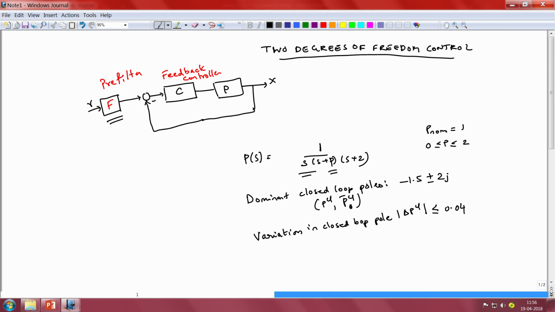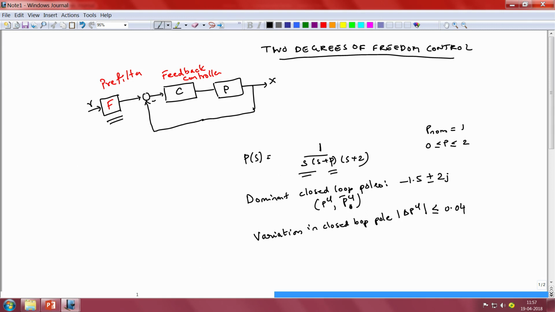But the problem arises when one wants to restrict the variation of the dominant closed loop poles, which are nominally located at minus 1.5 plus minus 2j, when the plant's parameter, in this particular case the plant's pole, changes or when there is uncertainty in the plant's pole. This problem cannot be handled using 1 degree of freedom control design, and one has to adopt a 2 degree of freedom control design.